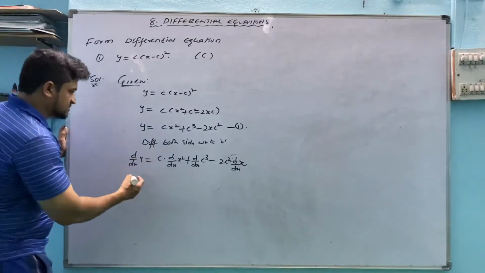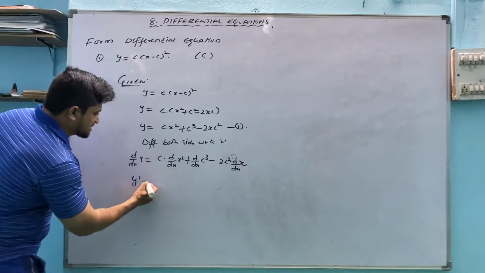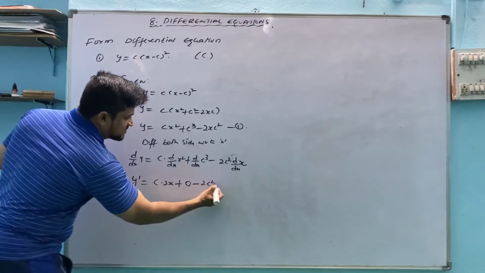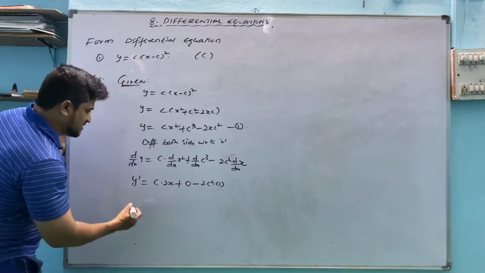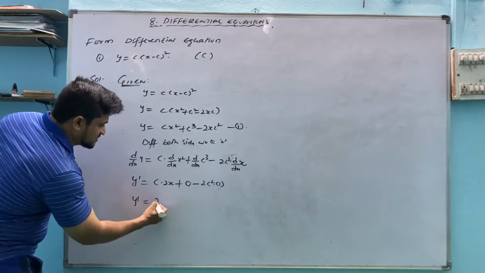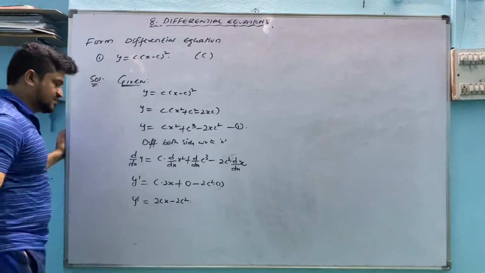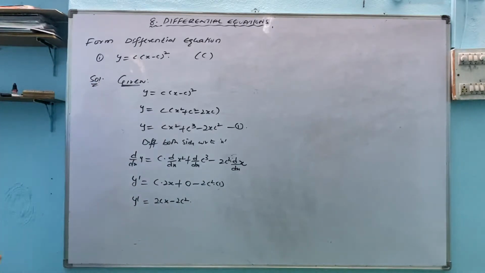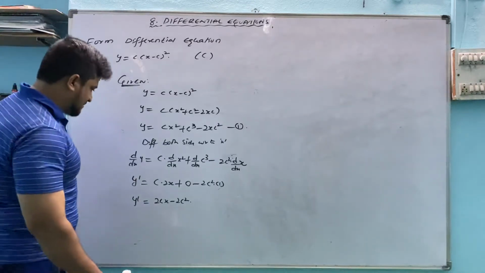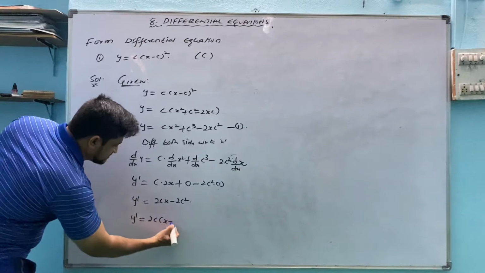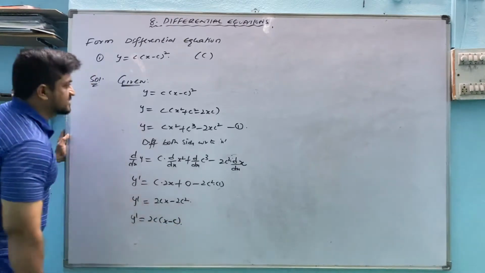Now this is y dash, c into this is 2x, the constant is 0, 2c square into the derivative of x is 1. So what we have, y dash is equal to 2cx minus 2c square. So what we can have now, 2c common, into x minus c.